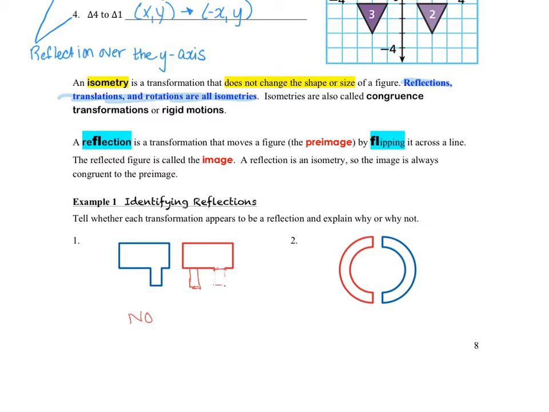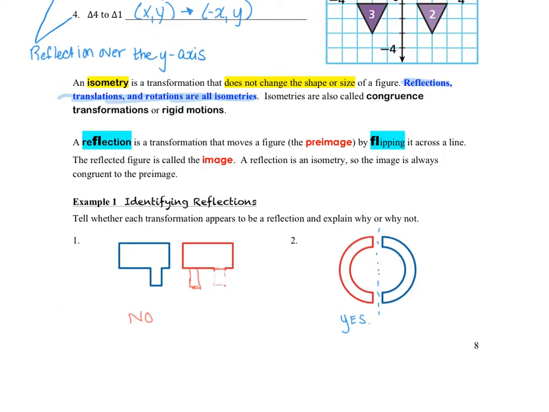And then in number 2, it's a yes. It is a flip across a symmetric line, so across this line right here, it's a flip, and it kept the same shape and size, so that is a reflection.